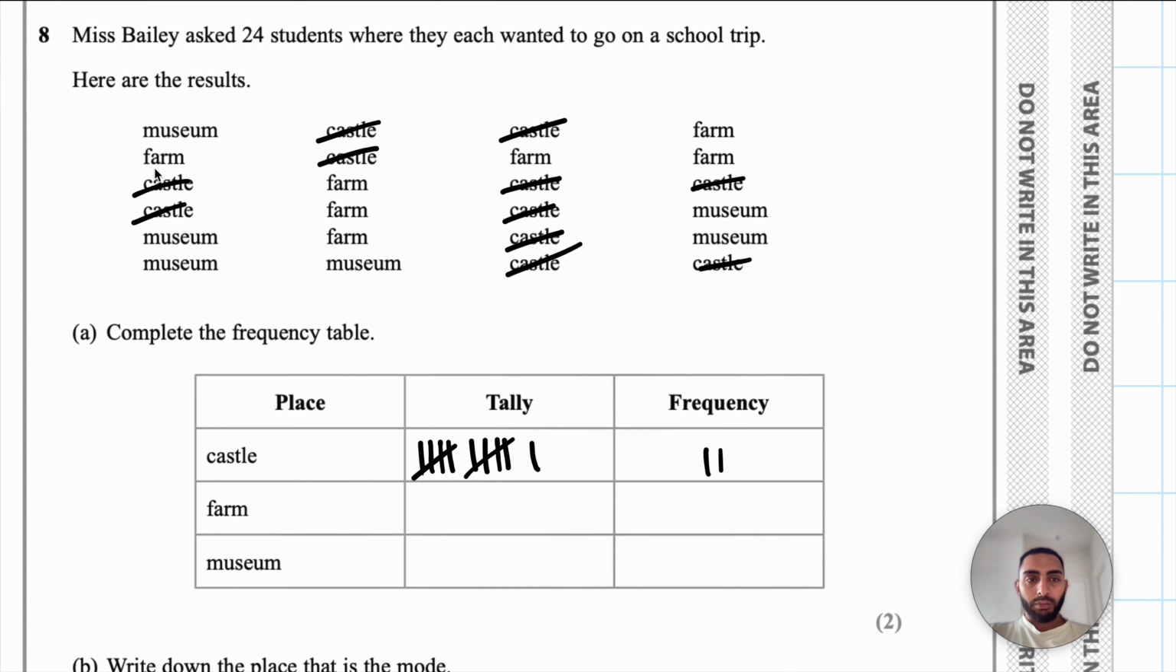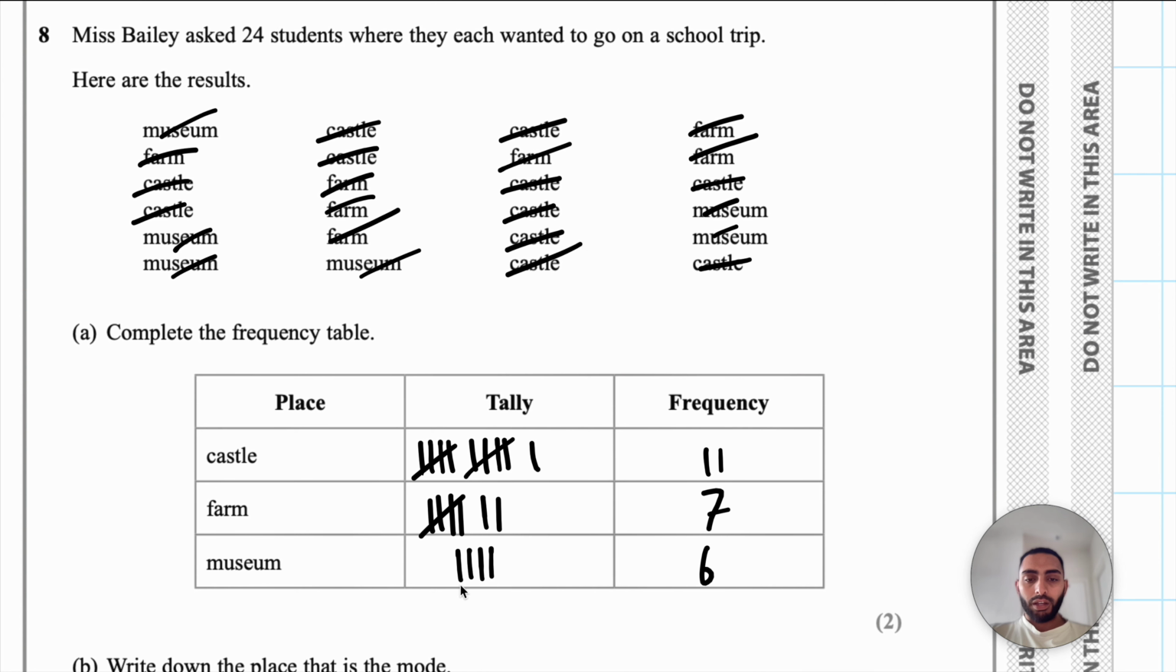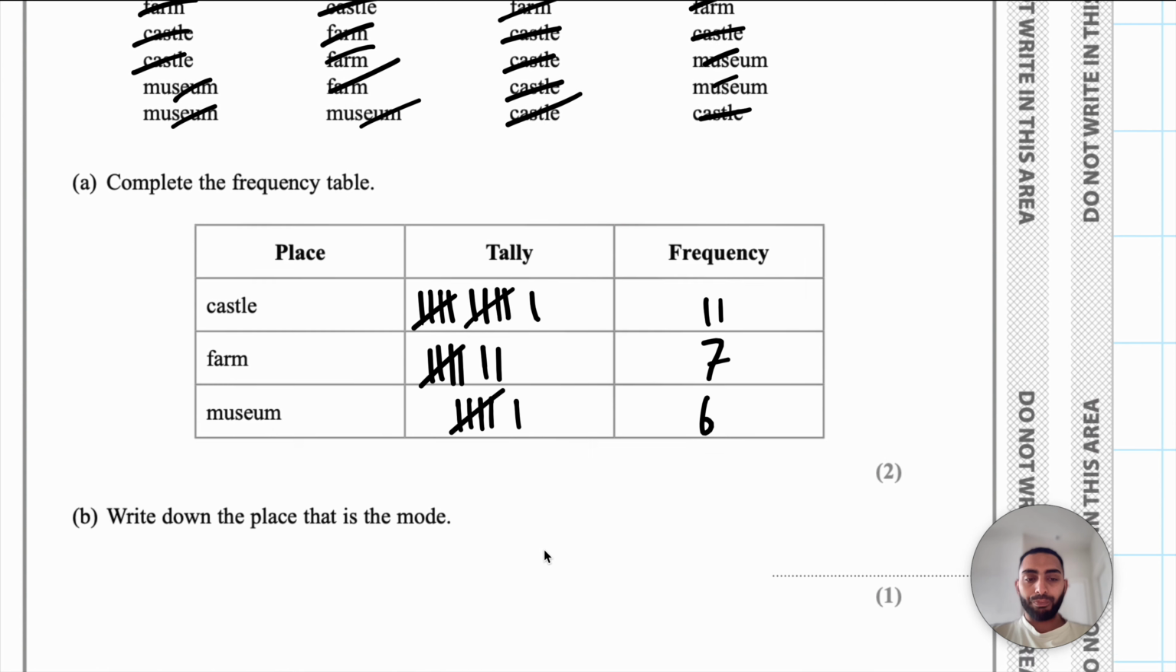Next I need to do my farms. So I've got 1, 2, 3, 4, 5, 6, 7. That's 7 bars of 4 with a gate at 5, and I need 2 more. That's 18 so far. There should be 6 because there's 24 students altogether. Let's just check. 1, 2, 3, 4, 5 and 6. Yeah, that's correct. So bars of 4 and a gate at 5, and I need 1 more.